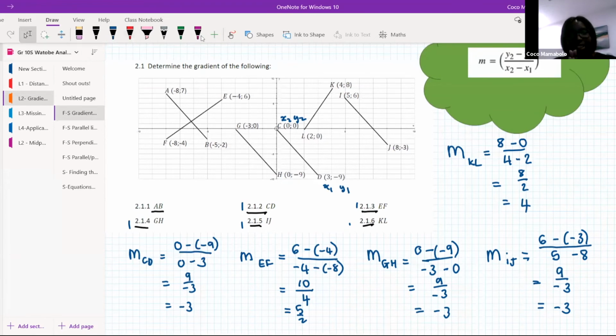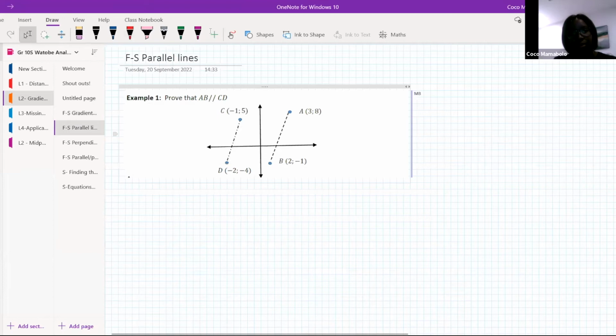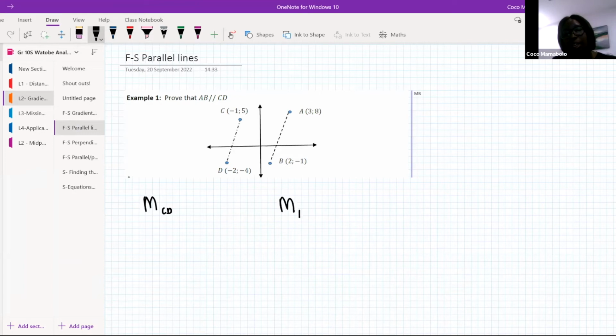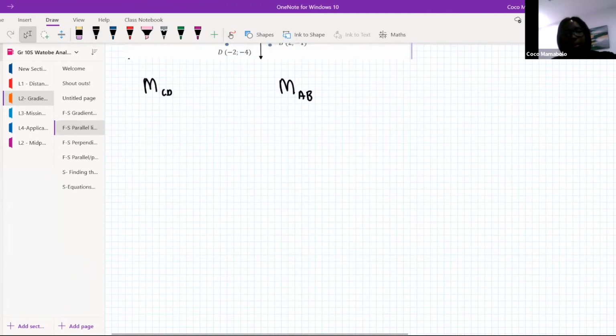Now we need to extend this a little bit because calculating the gradient, that's easy stuff, right? Now we're going to learn about parallel lines. Guys, check what's going to happen here. If I ask you guys to calculate the gradient of CD and the gradient of AB, tell me what happens. Calculate that quickly for me and let me know what the answers are. See something?